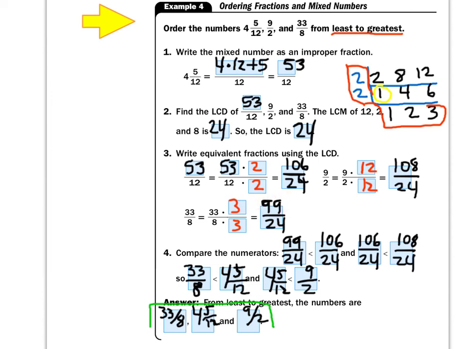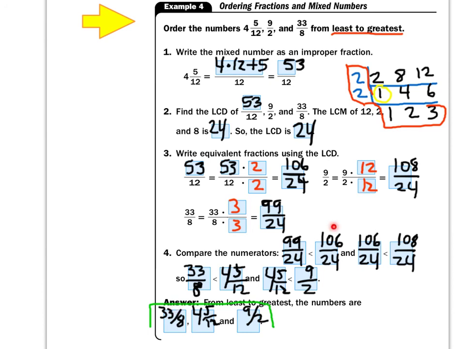And now I can put them in order because they all have the common denominator, so I really just have to look at the numerators, the top numbers. So I know that 99 is the smallest, 99 is smaller than 106, and of course 106 is smaller than 108. So now I just put them back in their original form. So since 99 over 24 is the smallest, that, if I look here, was given to me as 33 over 8. So I put the 33 over 8 first, that's the smallest.